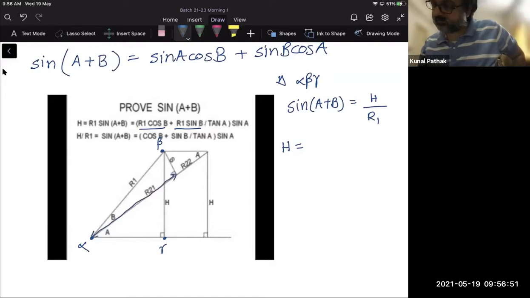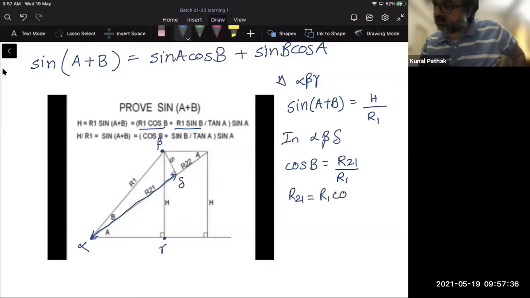Okay, in this triangle alpha beta gamma delta, this is the fourth Greek letter, so in this right angle triangle, let me just rub this guy out. So in the right angle triangle alpha beta delta, we get cosine B is equal to R21 divided by R1. So R21 is equal to R1 cosine B.